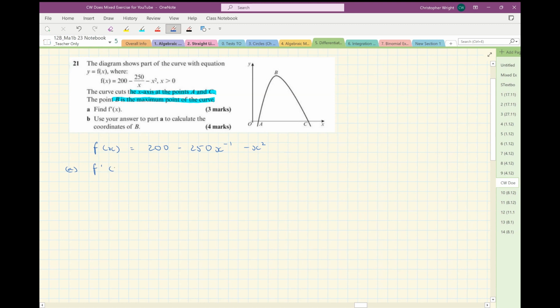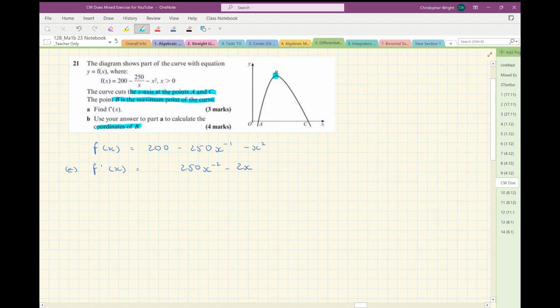Fine. Okay, question A. Find the first differential. Okay, f dash x equals, it's going to be, 200 goes, doesn't it? Minus 1 times 250 plus 250 x to the power of minus 2 minus 2x. So that is the first differential, and that's question A done.